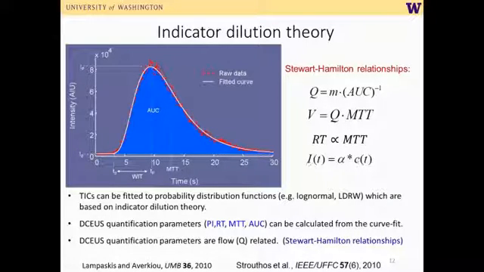Now, indicator dilution talks about indicator concentration. In our case, we don't know the concentration, but we know the image intensity. And in previous work that we have published, we have shown that the image intensity is linearly related with indicator concentration, in our case, microbubbles. And the important parameters that we will always be noting are the peak intensity, rise time, mean transit time, and area under the curve.